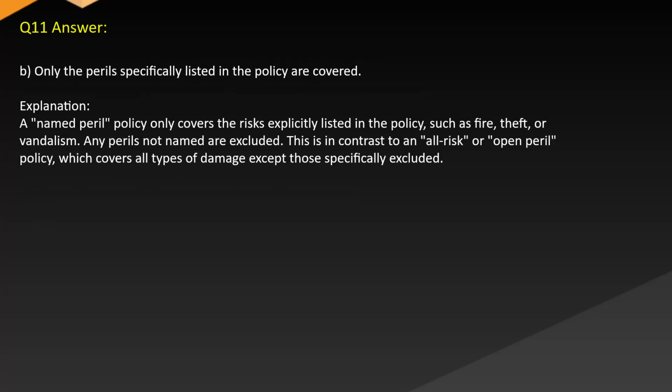Answer B. Only the perils specifically listed in the policy are covered. Explanation. A named peril policy only covers the risks explicitly listed in the policy, such as fire, theft, or vandalism. Any perils not named are excluded. This is in contrast to an all-risk, or open peril, policy, which covers all types of damage except those specifically excluded.